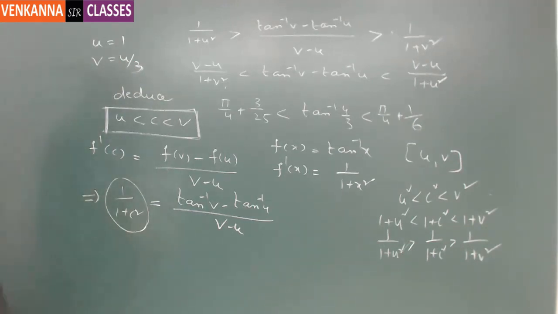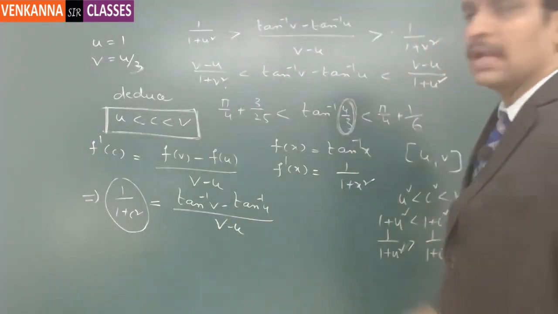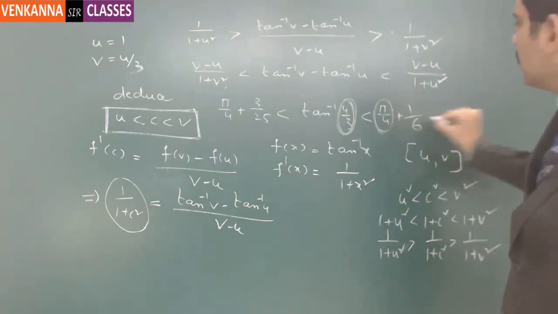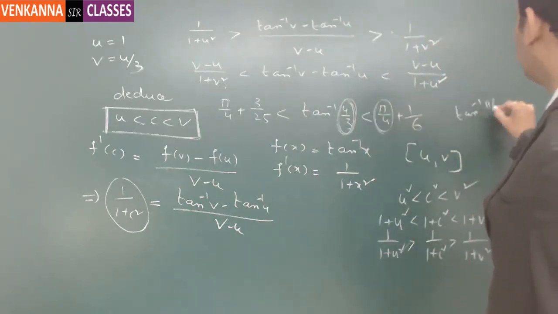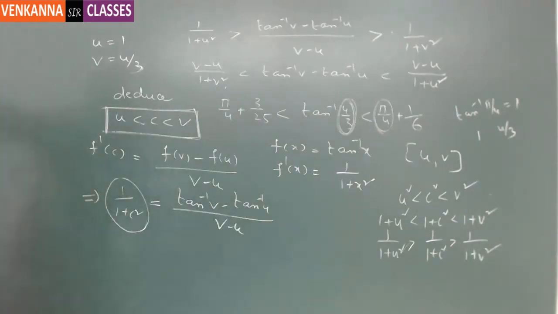Because 4 by 3 is evident in the inequality in the question tag, and one symbol is there, pi by 4. Tan inverse of 1 will be pi by 4. So you got two numbers, one number is 1, another one is 4 by 3. If you want to choose the interval, the smaller one will be taken as u and the larger one will be taken as v. So you are going to take u is equal to 1 and v is equal to 4 by 3. Accepted? So depending upon the inequality which is given there, we are going to take the necessary values of u and v.